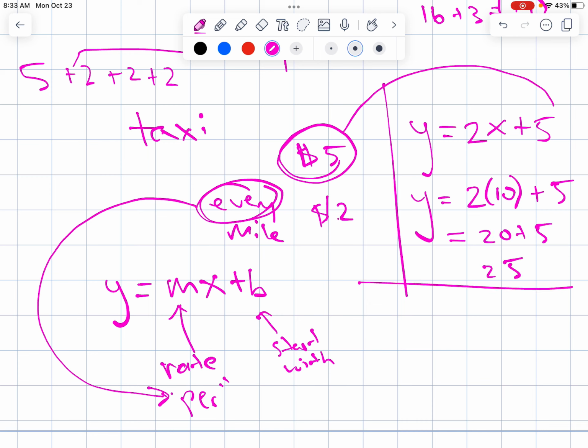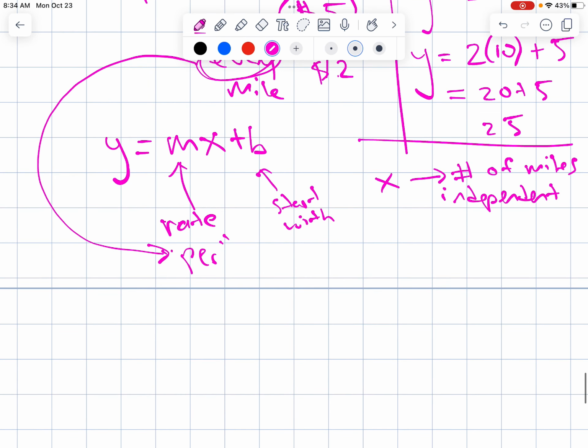So here in this example, what does the x stand for? The x stands for number of miles, and this is the independent variable. It's independent because you get to choose how many miles you go in the taxi cab. What you don't get to choose, though, is the cost, right? When you arrive at the destination, you can't tell the taxi driver, I think it should cost $17, right? He's going to use this formula and figure out the cost of that ride. So y is the total cost.